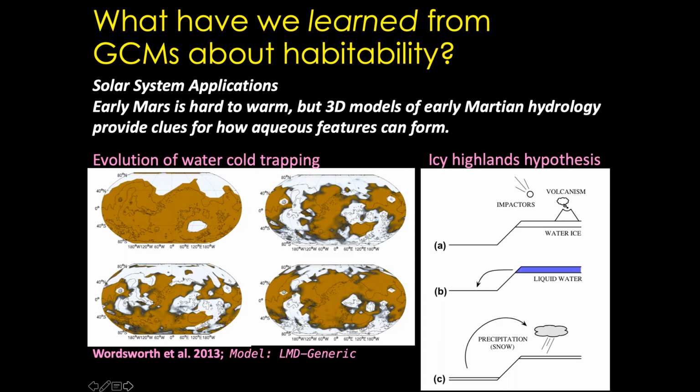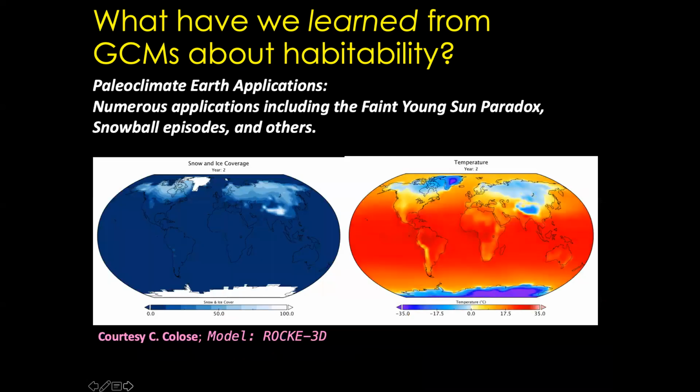So we don't necessarily need a binary picture of Mars. It's either warm or it's cold. We can have this intermediary picture, the icy highlands hypothesis, that's really only elucidated through the use of 3D models.